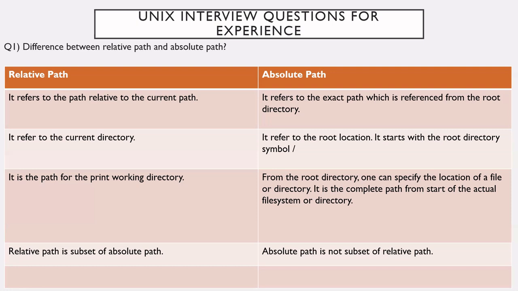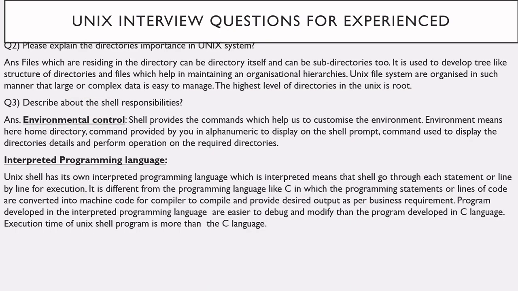The second question is: please explain the directory importance in the Unix system. Files which are residing in a directory can be a directory itself and can be a subdirectory too. It is used to develop a tree-like structure of directories and files which helps in maintaining an organizational hierarchy. Unix file systems are organized in such a manner that large or complex data is easy to manage. The highest level of directory in Unix is root.